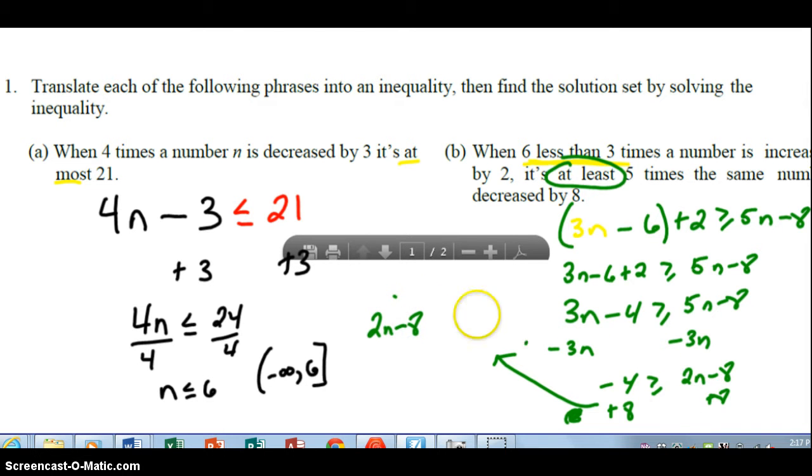is going to be less than or equal to negative 4 plus 8, which is 4. Add 8 to both sides. 2n is less than or equal to 12. We know that n is going to be less than or equal to 6.